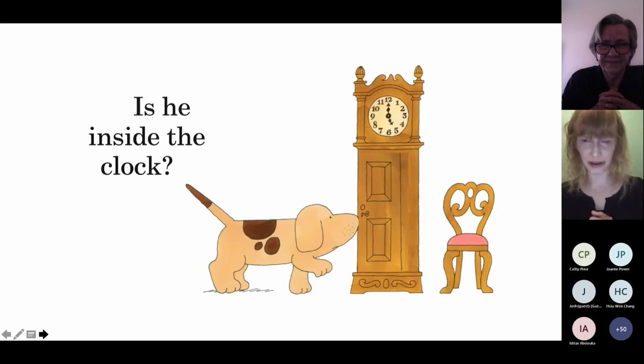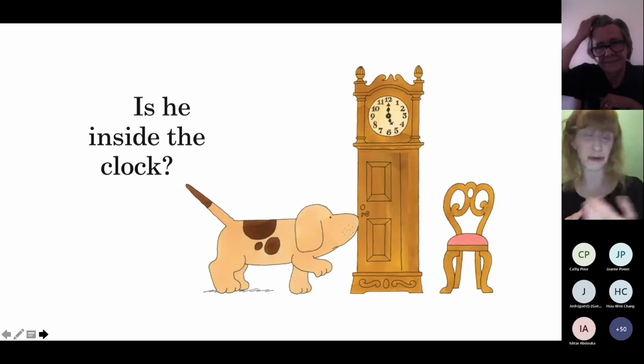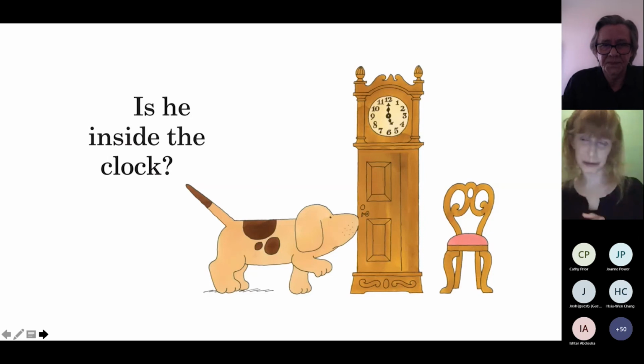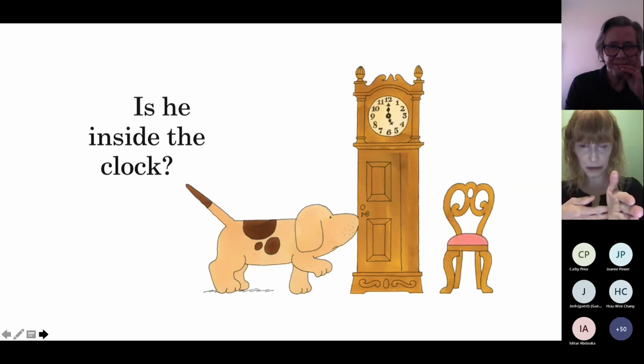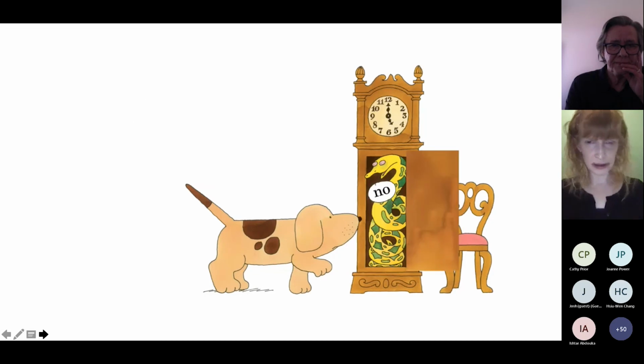Probably just when you have gotten used to reading a book 100 times and modelling the same language, the child will start coming out with more, and you'll think about pitching it a level higher. So yes, we might sign something like that: is he inside the clock, or clock if we're doing time? And then, as we did on the last page, we might say something like, I don't know, let's have a look. Let's open up the door of the clock. And then what might we say now?